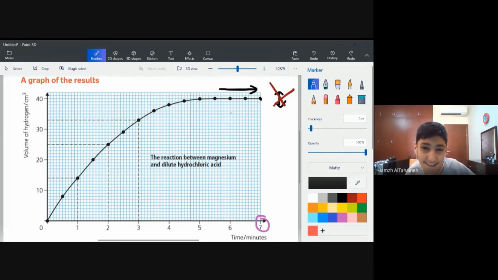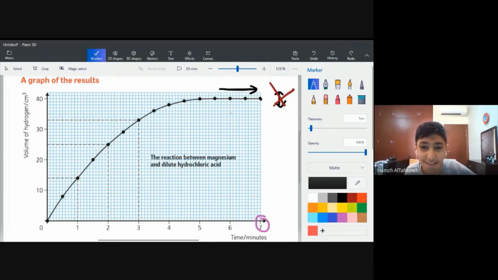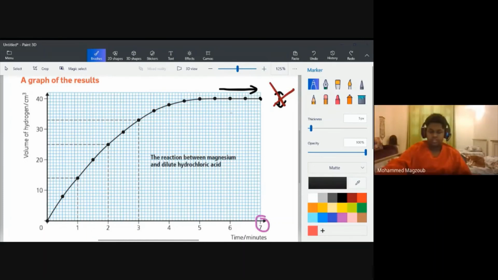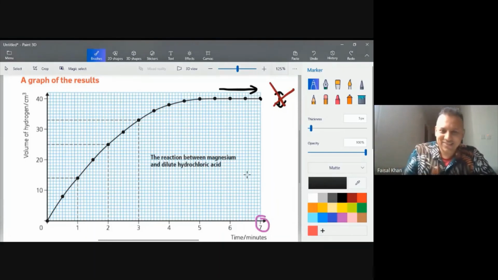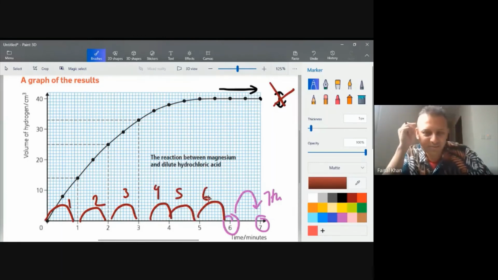After... there's no 7th minute. You see, there is a 7th minute. It's from 6 to 7. That's the 7th minute. Remember what I said right at the very beginning? That's the 1st minute, 2nd, 3rd, 4th, 5th, 6th. Number 7. That's the 7th minute.